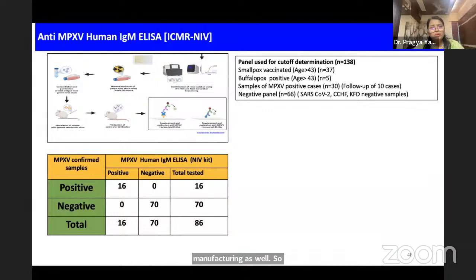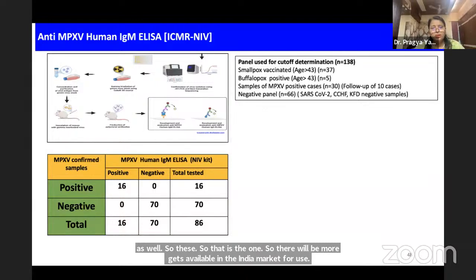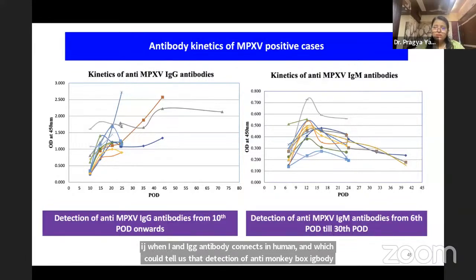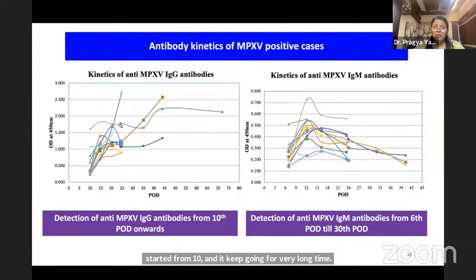Then we developed this monkeypox human IgM ELISA. We did sensitivity and specificity assay, and using this ELISA, we can look at the IgM and IgG antibody kinetics in humans, which could tell us that detection of anti-monkeypox IgG antibody started from the 10th POD, and it keeps going for a very long time. Regarding the IgM, we could follow the cases up to the 30th POD, and they were showing positivity.